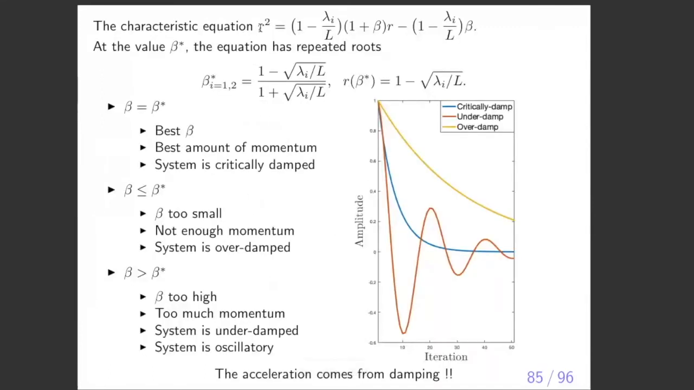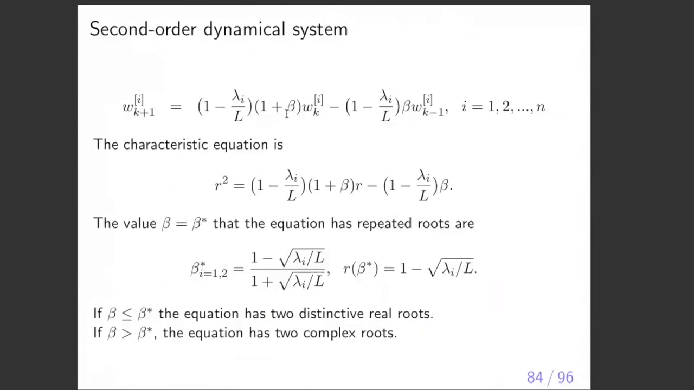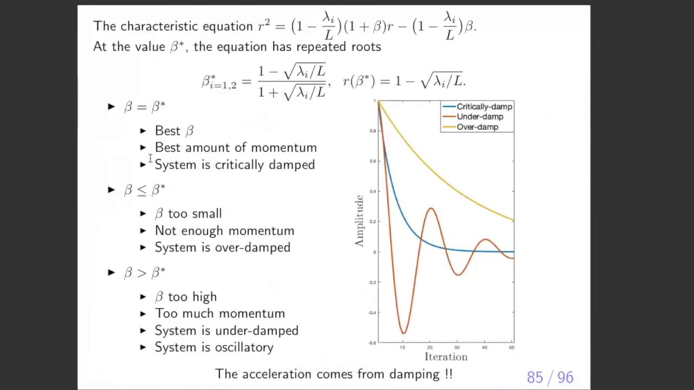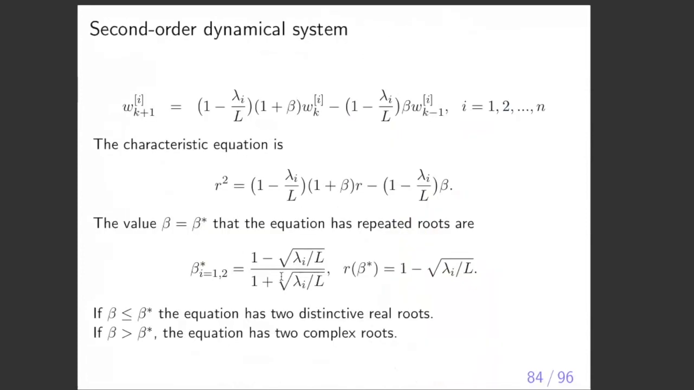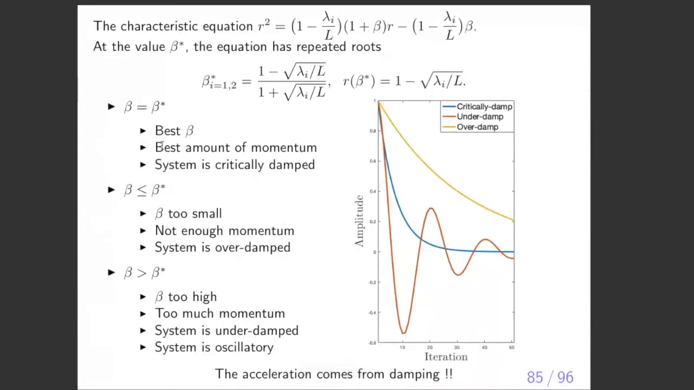So what does it mean? This characteristic equation is actually modeling a second order ODE, and this is obtained by discretizing a second order ODE. So for different beta, there are different meanings. For the best beta, which I showed here, this best beta means that you have the best amount of momentum in the gradient update. And because you add the best amount of beta, the convergence should be the fastest, of course. And this is physically described as the system being critically damped. That means the momentum acts like something like mechanical friction.